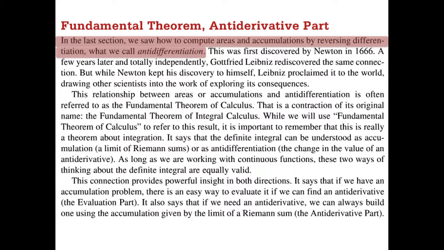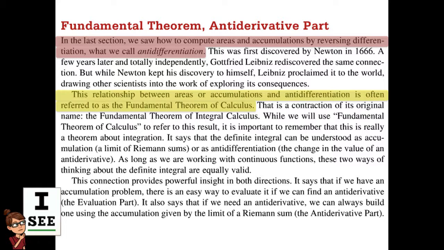In the last set of videos, we talked about how we can compute areas and accumulations by reversing differentiation, and we called that anti-differentiation. Newton actually discovered this in 1666, and then Gottfried Leibniz discovered it a few years later. The only difference, though, is Newton kept it to himself and Leibniz published it. And in terms of publishing, what that does is bring other mathematicians and scientists into it, and now you can continue to further the progress of what they've learned.